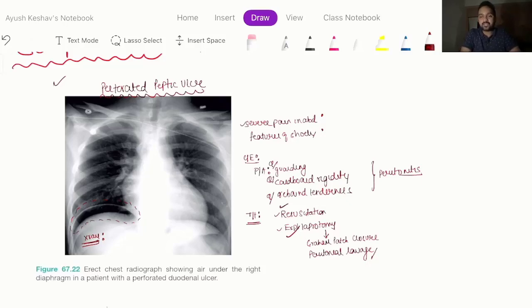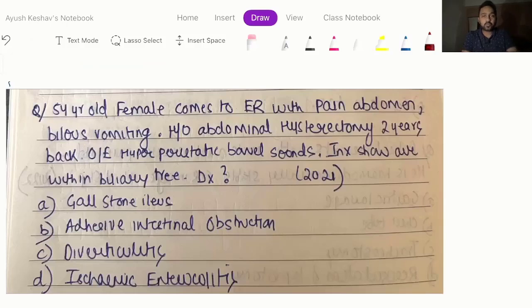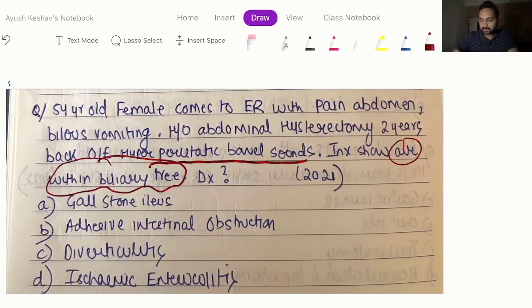Now moving down to the next question. A 54-year-old female comes to your emergency with pain abdomen, bilious vomiting, and history of abdominal hysterectomy 2 years back. This was one of the confusing questions because of the options we come across. On examination you have hyperperistaltic bowel sounds, and investigation shows air within the biliary tree. So here you have your answer as gallstone ileus.